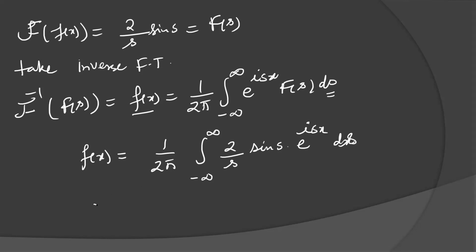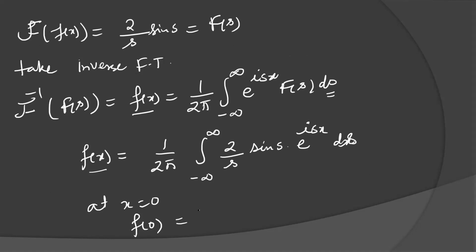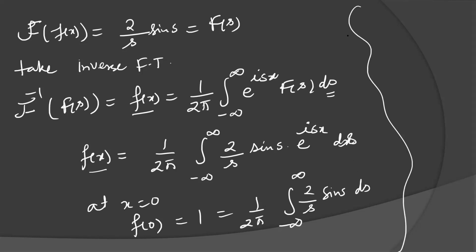Sorry. At x equal to 0, you will get f(0). So at x equal to 0, you can see that 0 will belong to this interval minus 1 to 1. So f(0) will be 1. So 1 is equal to 1 over 2 pi, minus infinity to infinity, 2 over s sin s, e to the power 0 is 1, ds. So 2 is cancelled out. Pi is equal to minus infinity to infinity sine s over s ds.